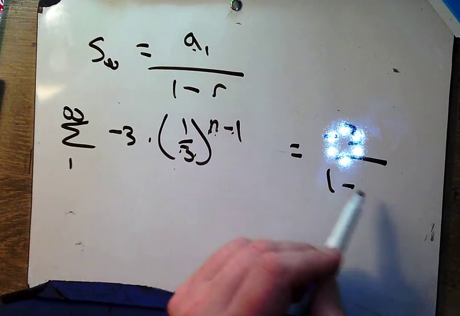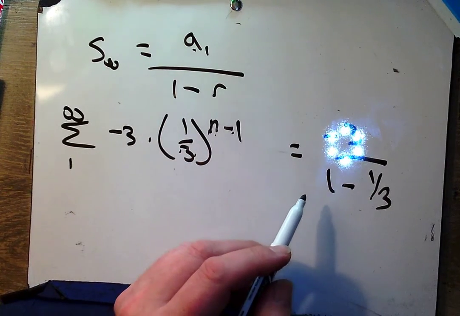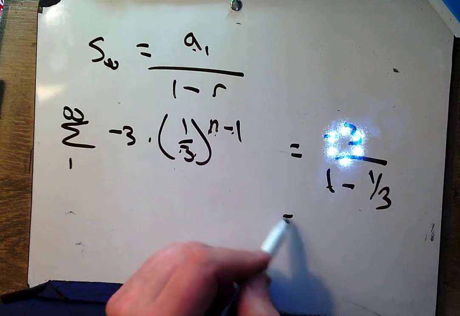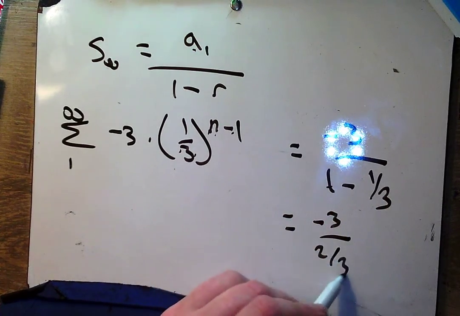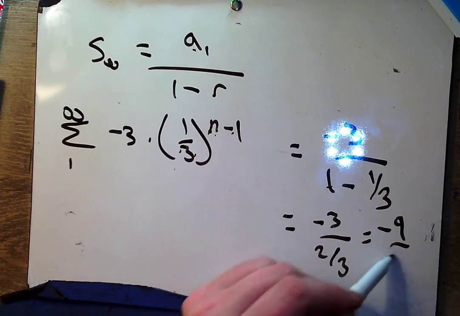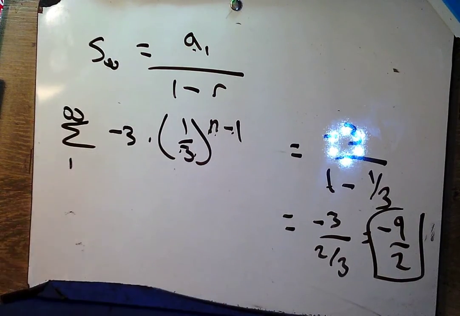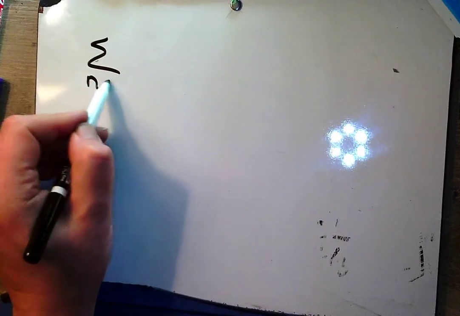And then 1 minus 1/3. Okay, so 3/3 minus 1/3 is 2/3. And if I do my flip and multiply, I get negative 9/2. And then that last one, 14d, we've got another infinite sum.